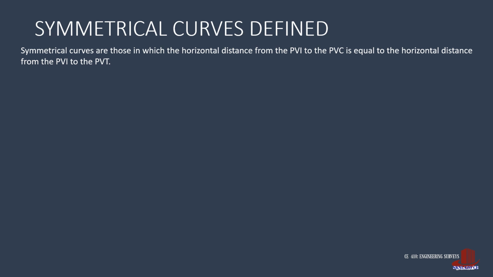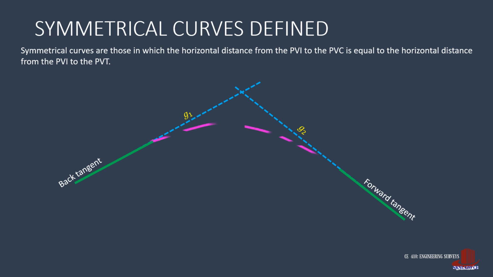Let's illustrate this definition. Assuming that there are two tangents, the first is called the back tangent, followed by the forward tangent. A highway is to be constructed, thus a curve is designed to connect them. The rising tangent has gradient G1, and the descending tangent carries gradient G2. As defined earlier, from PVI, the horizontal distance to the left is L1, which is equal to the horizontal distance to the right, which is L2.